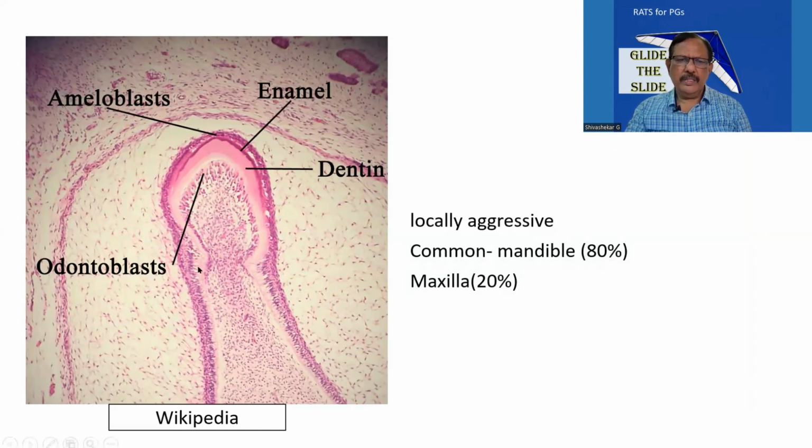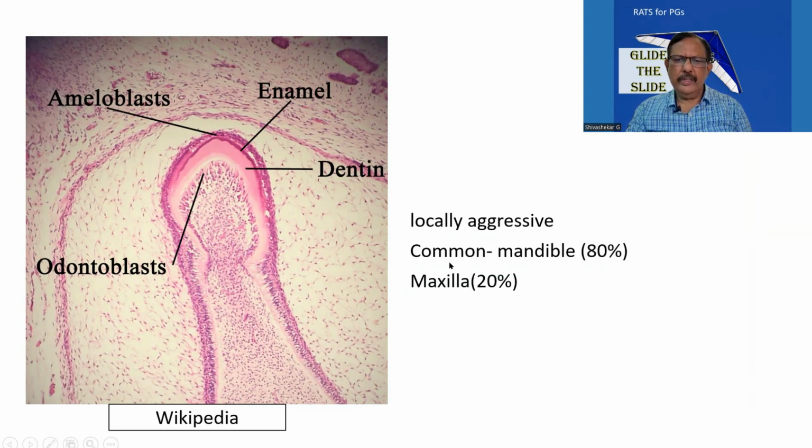This is a structure of the enamel. So I'm finding the enamel over here. There are the odontoblasts and there is a tooth. The ameloblast is a lining layer over here. If you look at it carefully, our tumor will also have this kind of a picture.